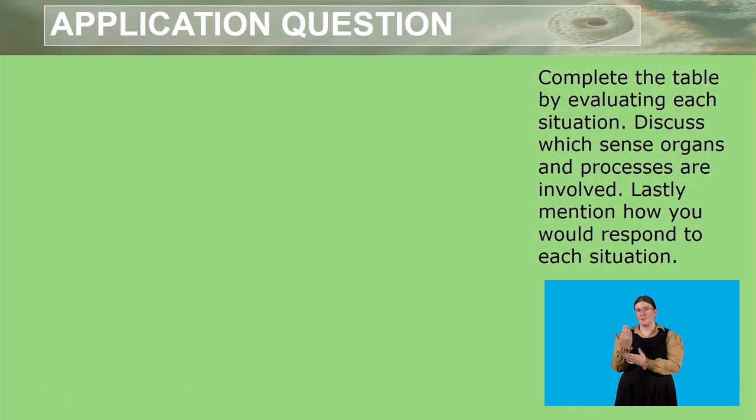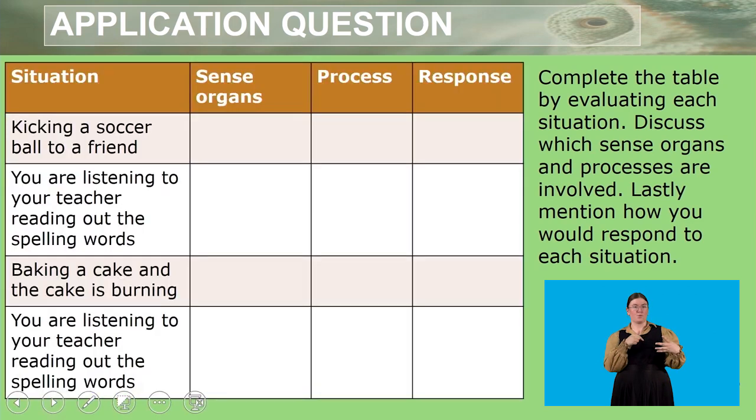Our next application question requires us to complete a table also. Here we are going to complete this table by evaluating each situation that has been given to us. We are going to discuss which sense organs and processes are involved in each of the situations that have been given. And lastly, we are supposed to mention how you would respond to each situation.